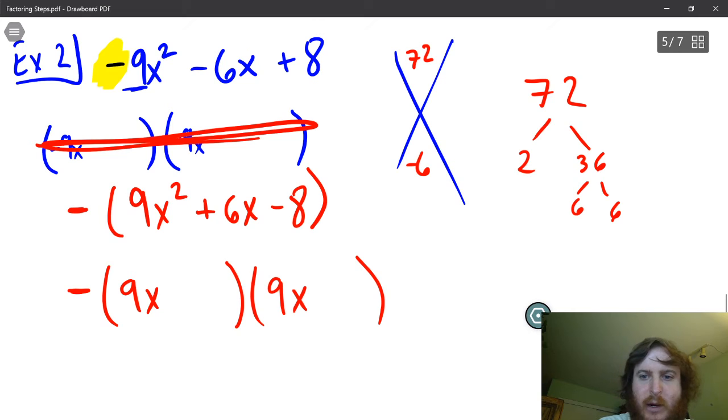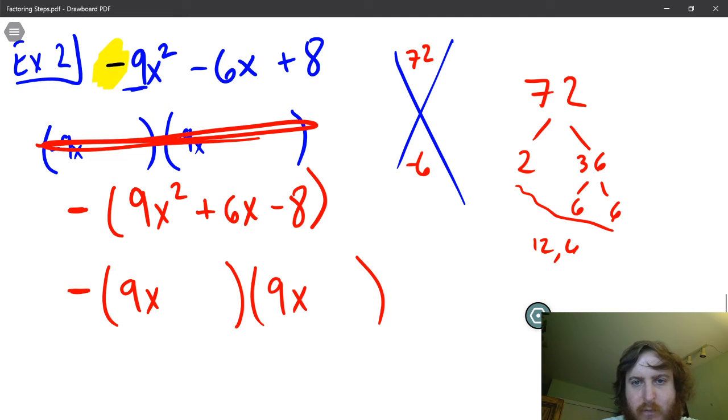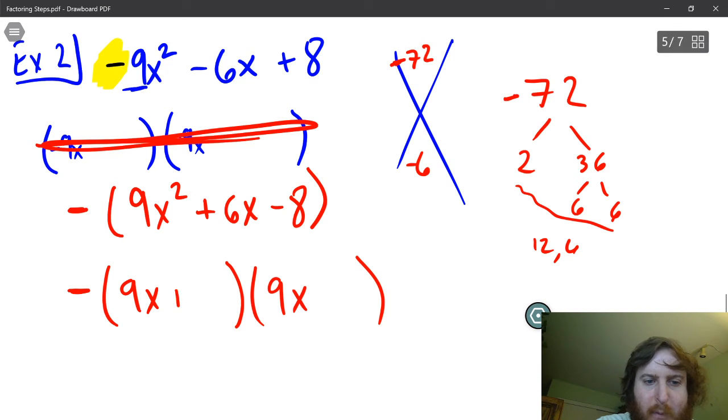And so now we can use these three as our starting point. You could even break it down to like 2 and 3. But 2 times 6 is 12. So I have 12 and 6. Those multiply, and those would subtract to 6. But the issue here is, oh yeah, and this should have been a negative 72 because 9 times negative 8. So they subtract, right? So I have 9x plus 12, and then I have 9x minus 6.